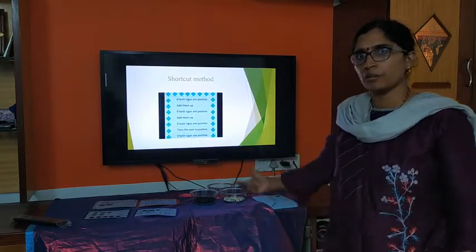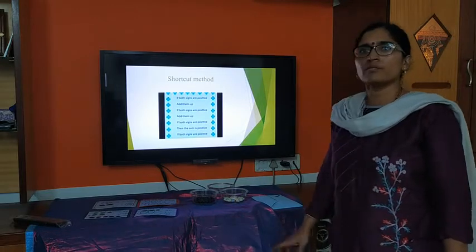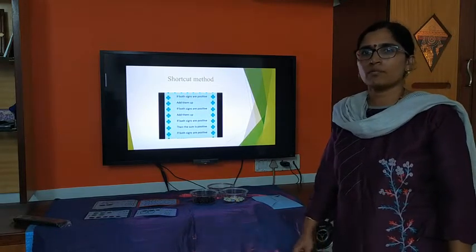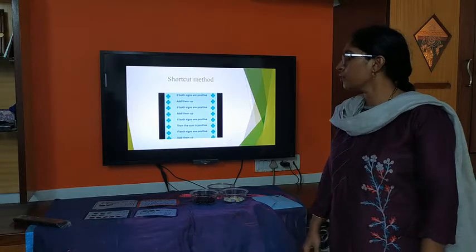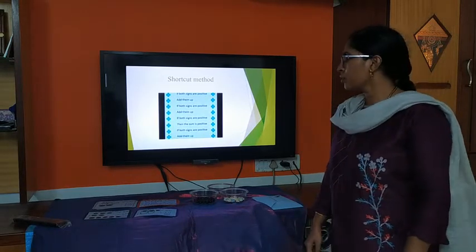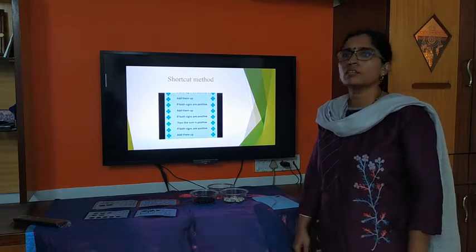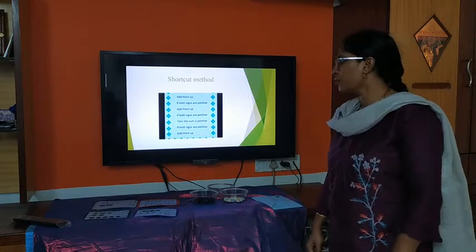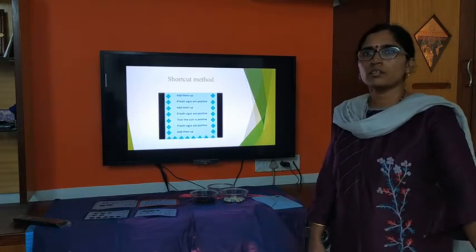If both signs are positive, add them up. If both signs are positive, then the sum is positive. If both signs are positive, add them up.